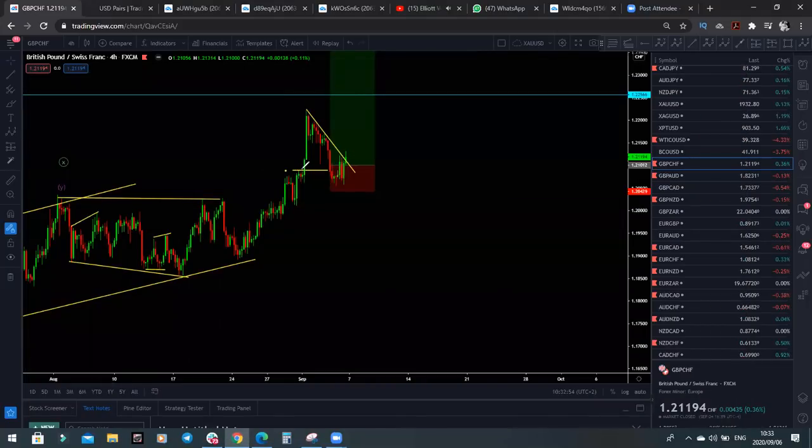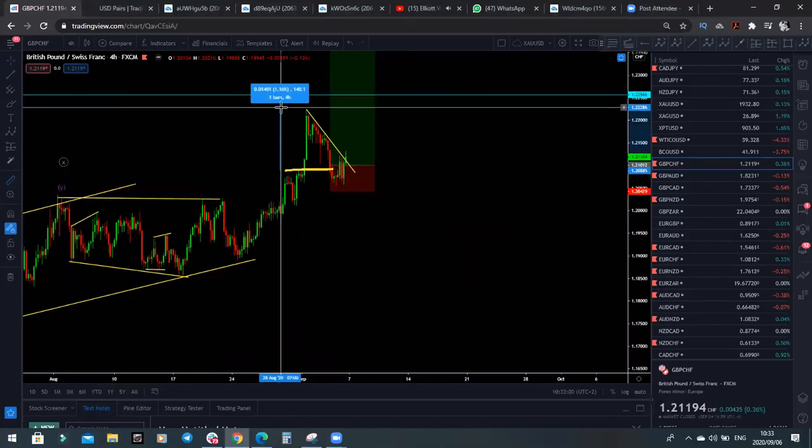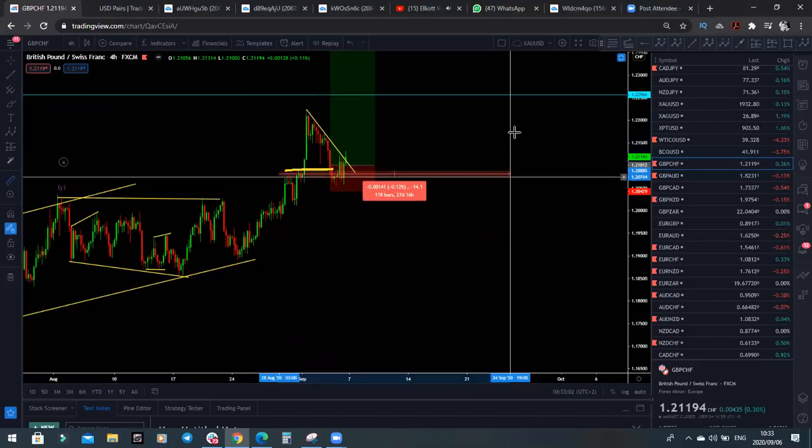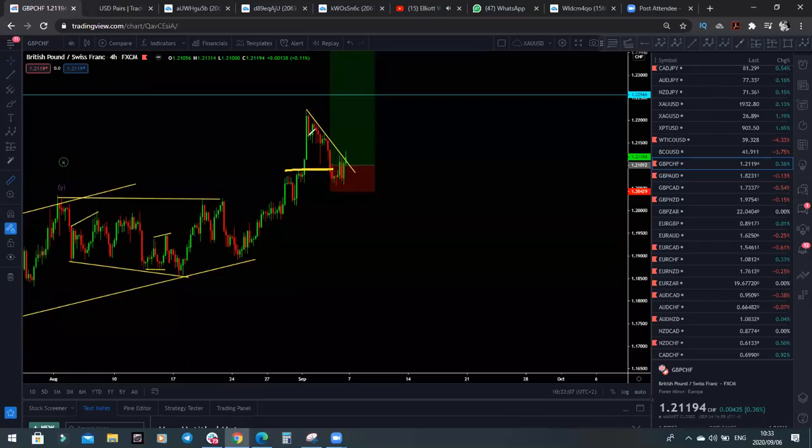As you can see, it rallied about, let's just check the number of pips here, about 140, 150 pips there. Now we're exactly back where we got that. Doesn't mean that it's a new trade. So if it's a new trade setup, this has to be confirmed.